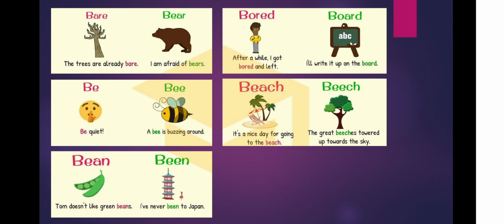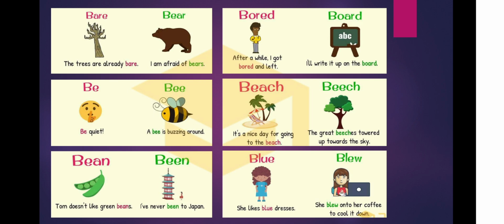Next, bean and been. So bean, it's a vegetable. Tom doesn't like green beans. And been, it's a past form of be, which we did earlier. So here it is, bean and been. An example of been: I have never been to Japan, which means he never went there. Okay.